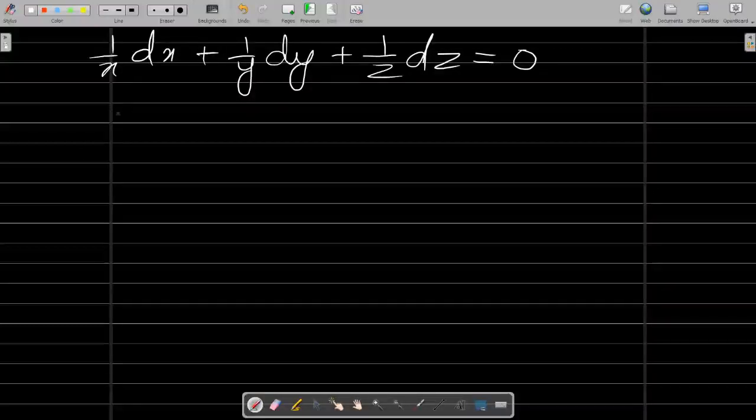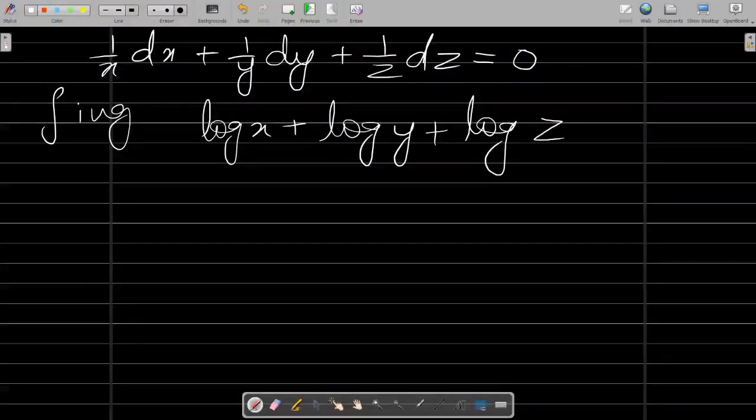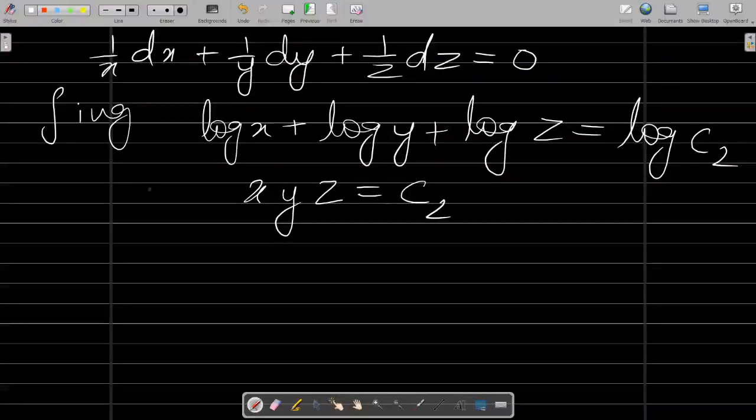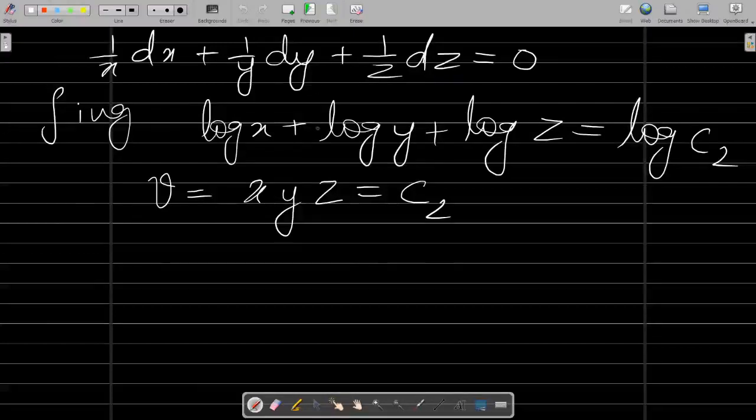So now, integrating both sides, I will be left with the integral of 1 by x dx, which is log x, plus log y plus log z is equal to log, say, some c2. Now taking antilog on both sides, xyz equal to c2. So your v is xyz. Earlier we had found the first solution as 1 by x plus 1 by y plus 1 by z. Now the second solution is xyz.